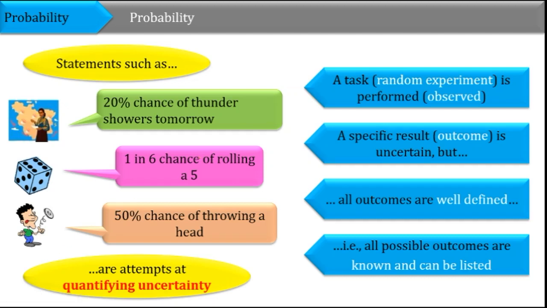Right, now just a reminder, statements regarding things like the weather, the chances of getting a specific outcome when you roll a die or flipping a coin, those are attempts at quantifying uncertainty, and in order to do that we need to have a random experiment. The outcomes will be uncertain, however they must be well defined. In other words, we must be able to list all possible outcomes. Right, that's really important. We must be able to list all possible outcomes.